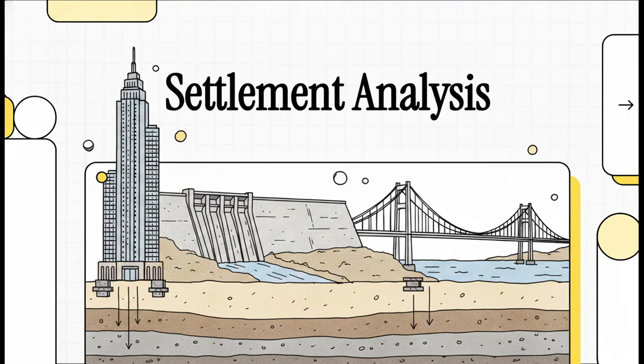Welcome to The Explainer. So, have you ever looked up at a massive skyscraper, a sprawling concrete dam, or a gigantic bridge and wondered, how on earth is the ground actually holding all of that up? Well, today we're going to explore the hidden science of how the Earth supports our most massive structures without just completely collapsing under the pressure.